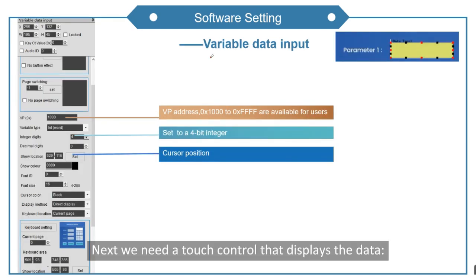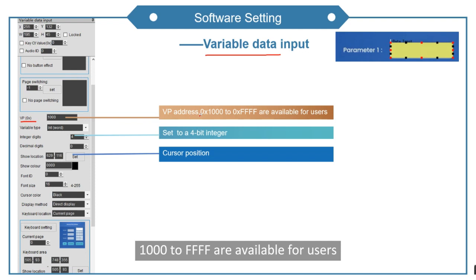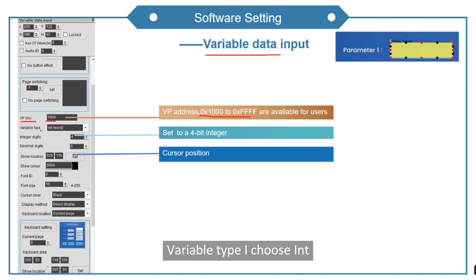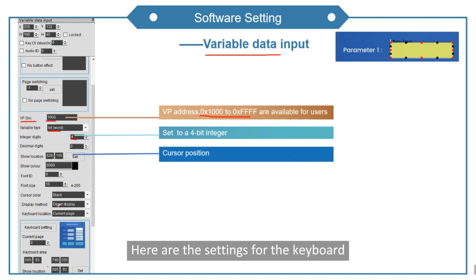Next we need a touch control that displays the data, the variable data input. This is the VP address. 1000 to FFFF are available for users. I set it to 1000 here. Variable type I choose int, accounting for one word. The integer digit I set to 4. Here are the settings for the keyboard. I'll talk about it later in the demo.